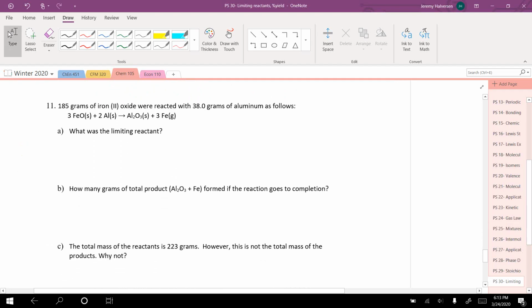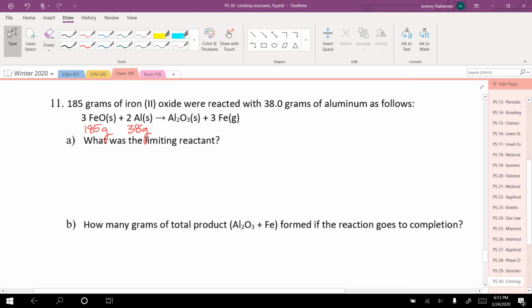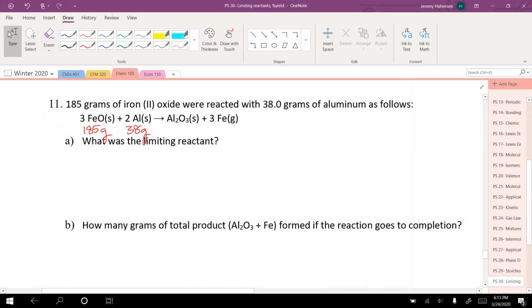All right, 185 grams of iron(II) oxide react with 38 grams of aluminum based on this reaction. What is the limiting reactant? All right, because they give us amounts of two reactants. They give us 185 grams of this, and they give us 38 grams of this. And they ask what's limiting. How do we figure out what's limiting? We're going to convert each reactant into one of my products, okay, and whichever one makes less product is limiting.